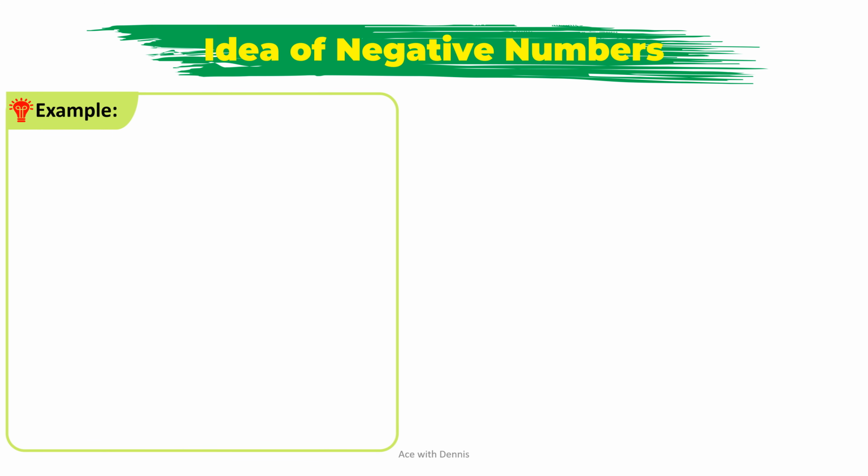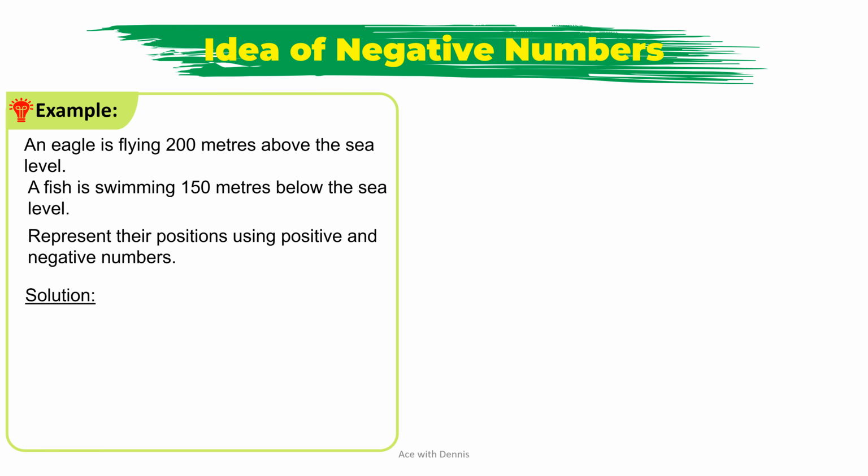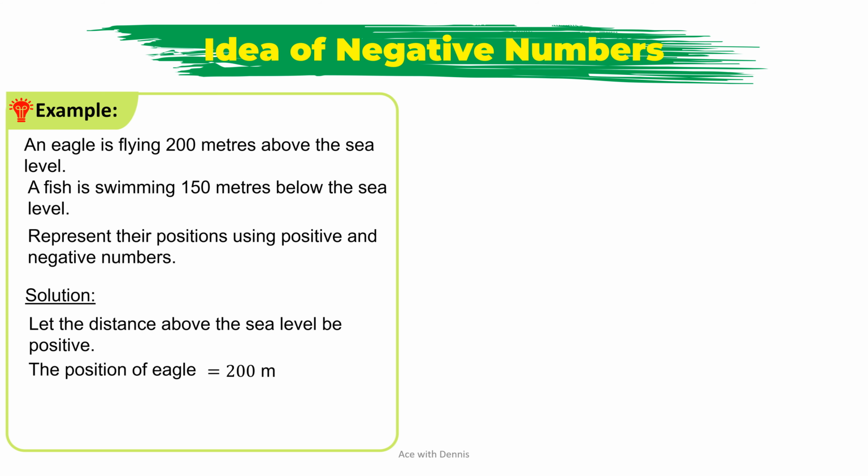Now, let's look at this example. An eagle is flying 200 meters above the sea level. A fish is swimming 150 meters below the sea level. Represent their positions using positive and negative numbers. Here is the solution. Let the distance above the sea level be positive. Therefore, the position of the eagle is 200 meters, and the position of the fish is negative 150 meters.